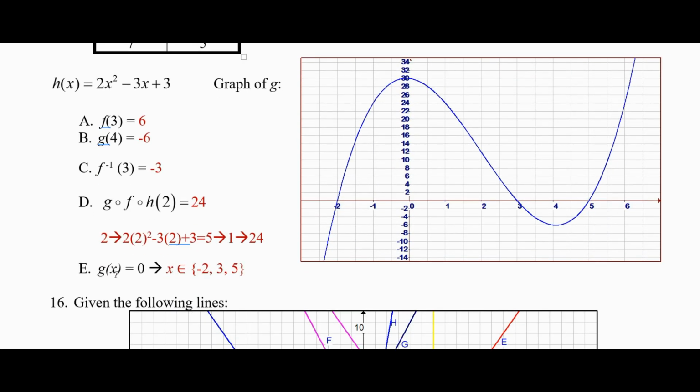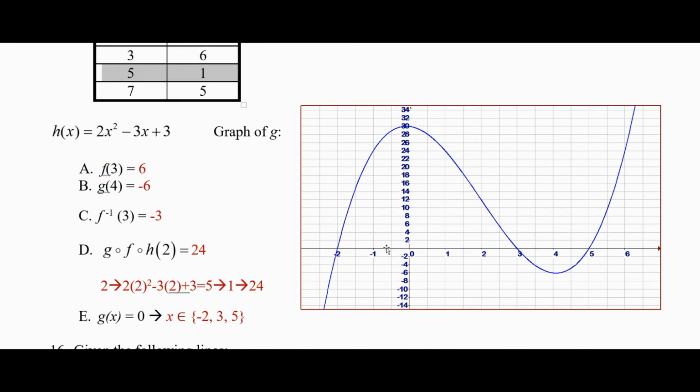If we say g of x is 0, that's g of x is the graph, we're saying the y is 0, that means it's on the x-axis. The natural question is what are the x's? And the x has got to be an element of this set, either negative 2, 3, or 5. And there it is in set notation.